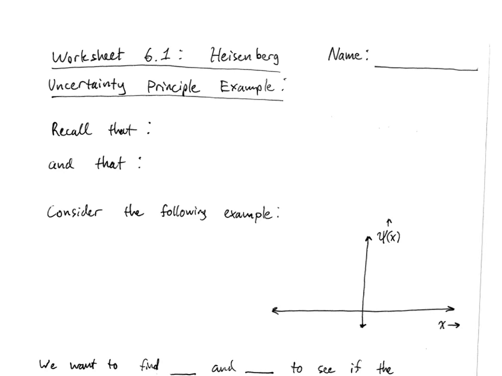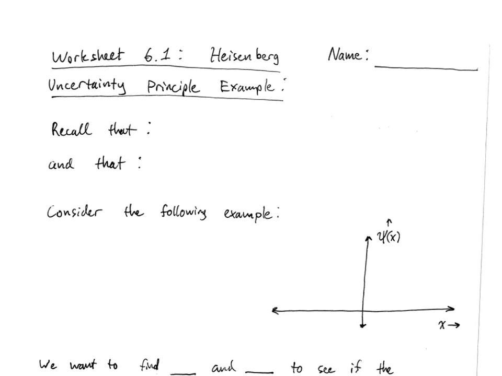Hi everyone, this is worksheet 6.1, Heisenberg Uncertainty Principle example. And on this worksheet, I'm going to work through how the Heisenberg Uncertainty Principle is valid for a given wave function in a specific example.